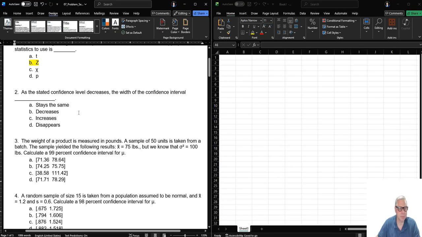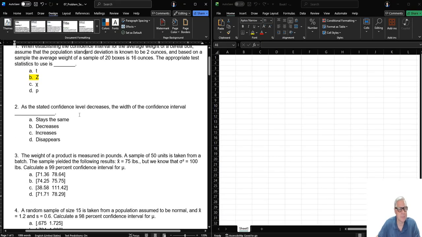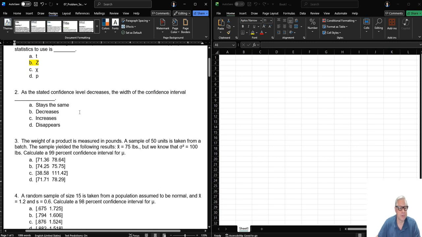And T, X, and P, those are not really distributions. I mean, the T is, but not the X and the P. At least I don't know about an X distribution.